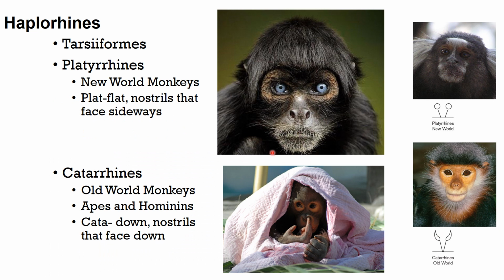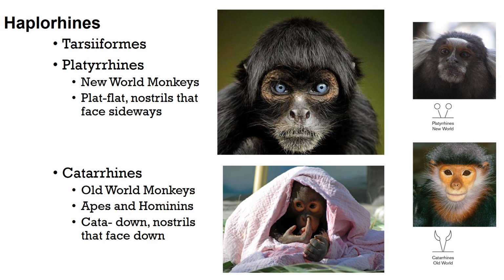So if I had to pick a monkey's nose, this is how I would think about it. If I had to pick a monkey's nose, would I pick it from the side or would I pick it from underneath? If you pick it from the side, it's a New World monkey. If you pick it from underneath, it's an Old World monkey. If you need an extra hint, just think about where do we fit in?